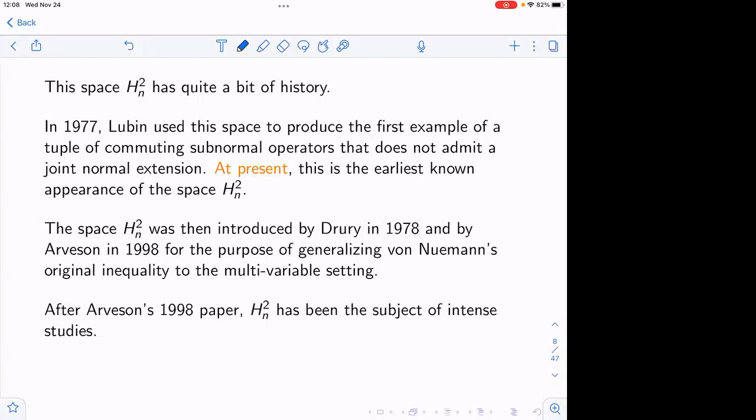Arveson's 1998 paper was the paper that really generated a lot of attention, I think for several reasons, as we'll see. After that, there are just a lot of papers. People start to study the space, and there are a lot of papers on the subject.